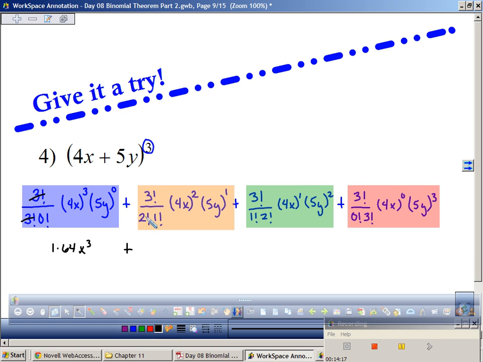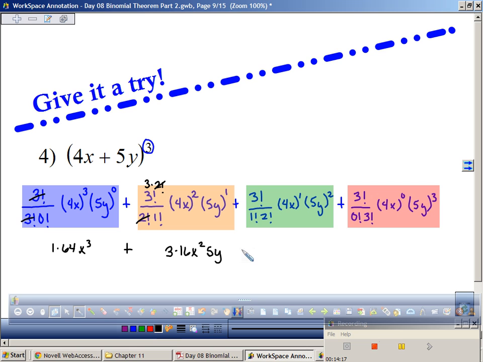Plus 2 factorial, what gets canceled? This is a 3 and a 2 factorial, so that gets canceled. I'm just left with 3. Let's put the plus there and do it in the middle here. 3. 4 squared is 16. X squared. Am I answering your question, Evan?